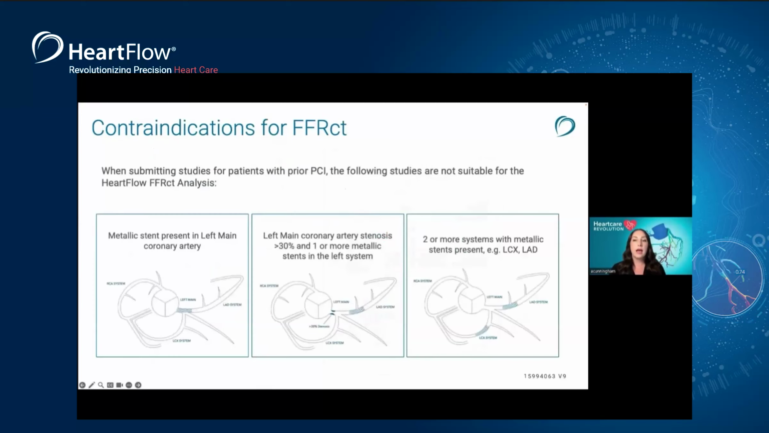The HeartFlow analysis has been studied in patients with prior PCI, but FFRCT values have only been validated in vessels without metallic stents. For this reason, when submitting studies without prior PCI, there are 3 instances where the case will be automatically rejected for analysis. First, when a metallic stent is present in the left main artery. Next, in the presence of a left main coronary artery stenosis that is greater than 30% and 1 or more metallic stents present in the left system. And last, when there are multiple vessel systems with stents.